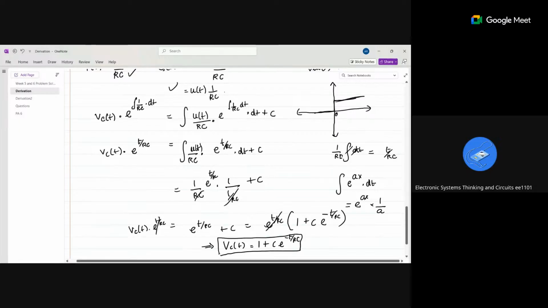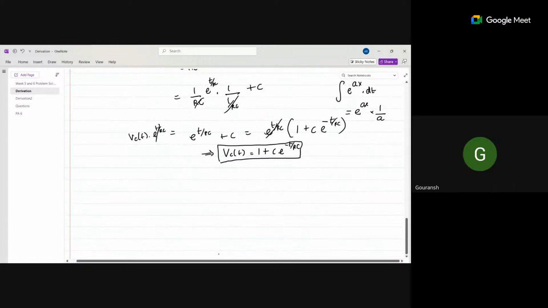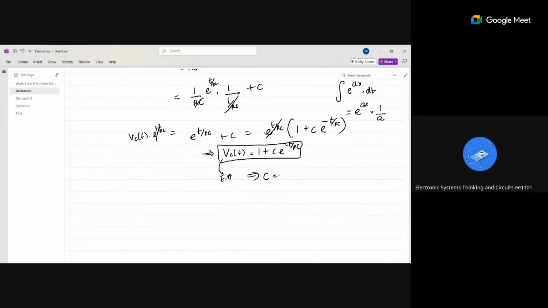Does anyone have any doubt in this derivation? No. Here we'll apply the condition at time t = 0, and we'll find the value for C, and the value of C is -1, right? So Vc(t), if my input voltage is given as some U(t) of some value, then my formula will become 1 minus e^(-t/RC).